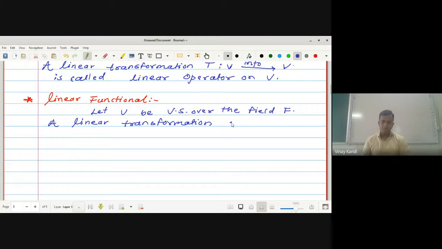Take T from V into F. We can denote it as F; usually we write F for a linear functional. F is a function from V over F into F, and this field must be the same.